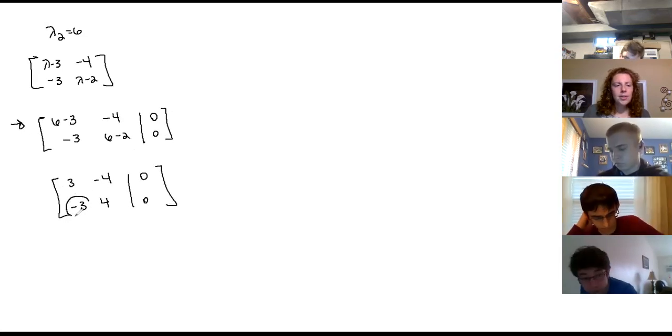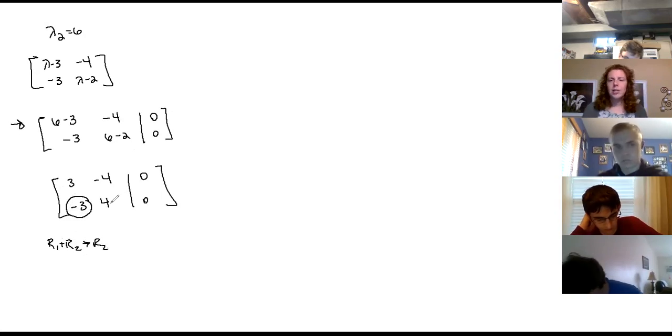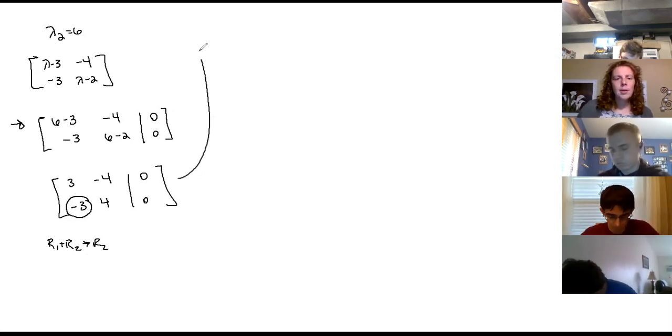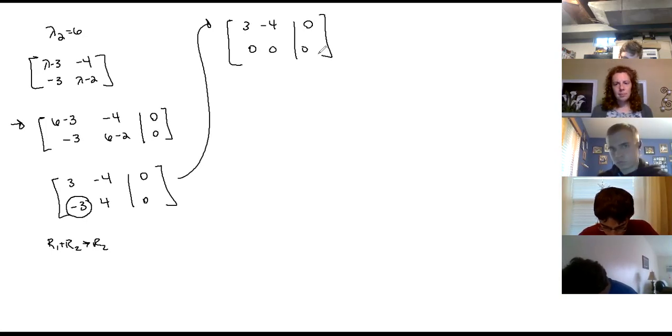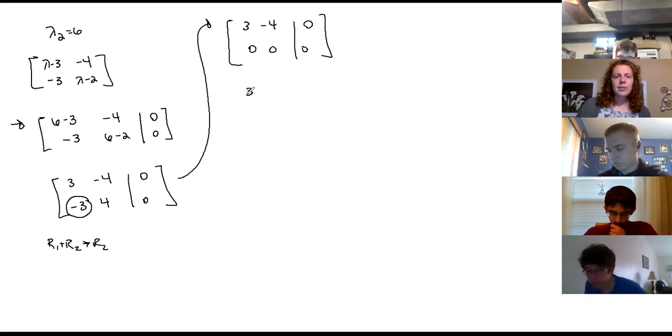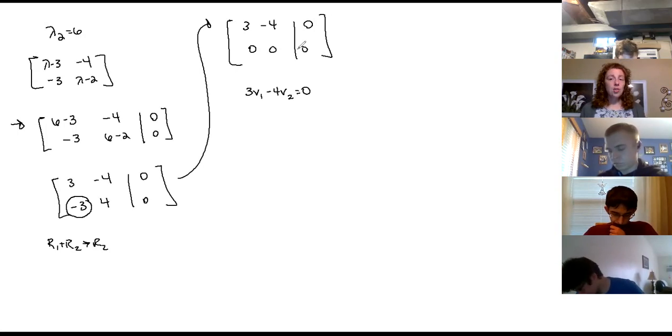Need to zero out the -3 down here. We can do that with row 1 plus row 2 getting sent to row 2. That'll help me zero out that -3. So I'm going to get 3, -4, 0, 0, 0, 0. I'm not going to write the second equation with all the zeros. All I need is 3v1 minus 4v2 equals 0.